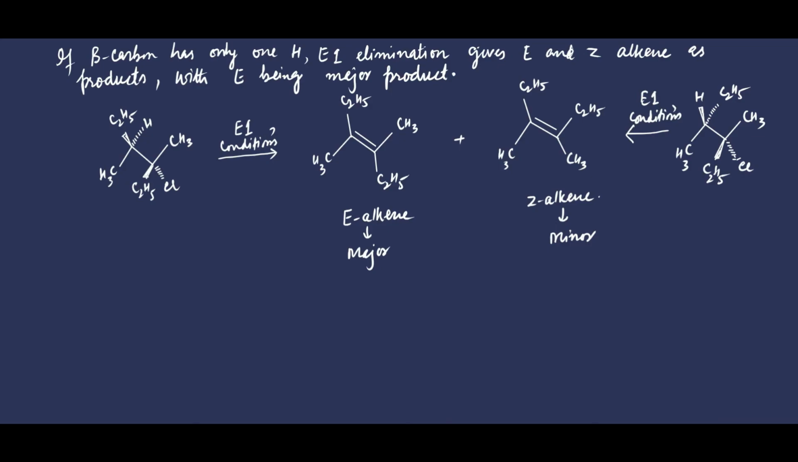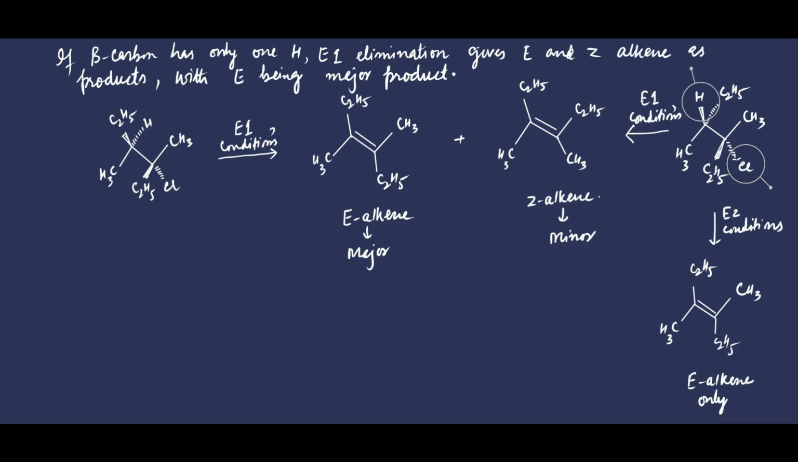Compare this with E2 reactions. If this substrate is subjected to E2 conditions, we get only E alkene as product. Because E2 is stereospecific, the leaving group chlorine and beta hydrogen are perfectly in trans arrangement in this substrate and are eliminated without changing the orientation of any other group. The ethyl groups are trans in product as they are in reactant. Same is the case with methyl groups, trans in substrate and in product as well.